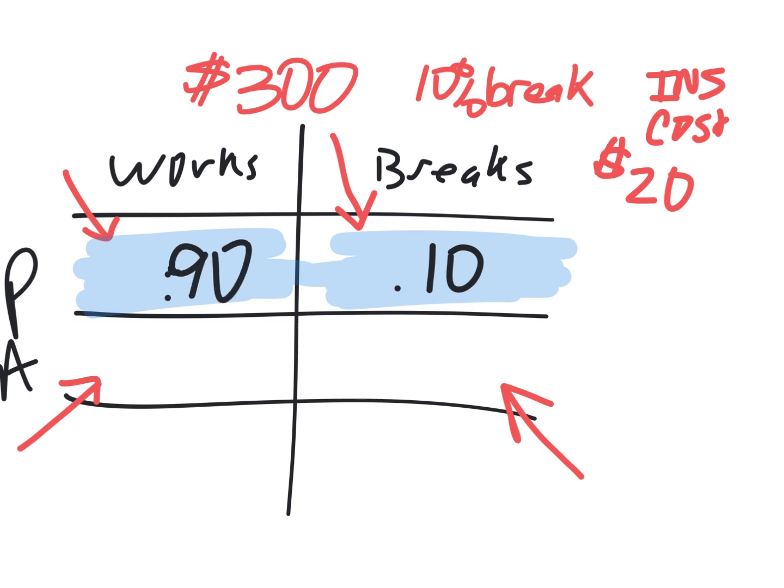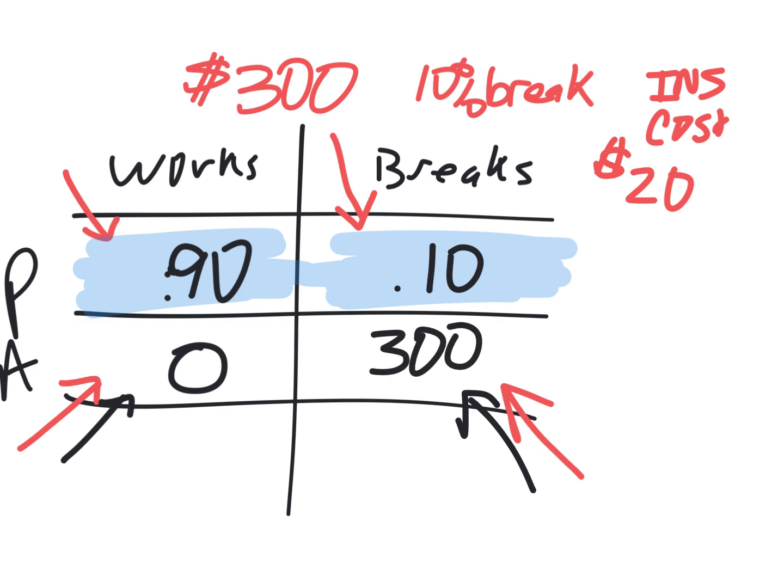Now, what's the amount you get if your phone works? You walk up and you say, my phone works. And they're going to say, I'm not giving you anything. Your phone works. You're fine. How much do you get if it breaks? $300. Because they're giving him your dead phone and you get your money back because it broke. Is it free though? No. I have to factor in that cost of $20 somewhere, but that comes later.